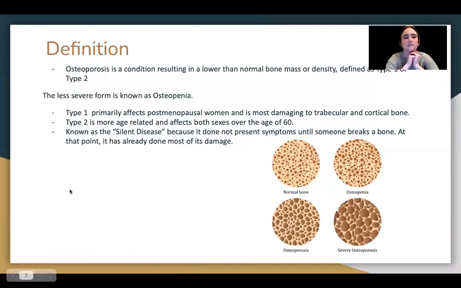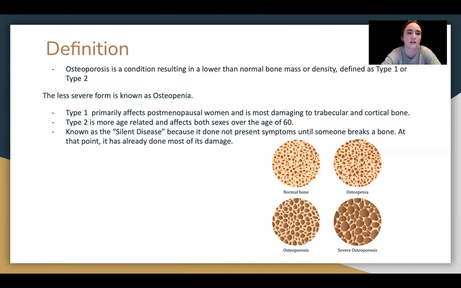So, the definition: osteoporosis is a condition resulting in a lower than normal bone mass density, defined as type 1 or type 2. The less severe form is known as osteopenia. If you look at the picture below, we've got some examples here. The top left is normal bone. The next one to it is osteopenia. You can see that those dots are getting bigger and it's getting more porous. And then we go down to osteoporosis. It's more of a honeycomb look almost to the bones. And then we've got severe osteoporosis.